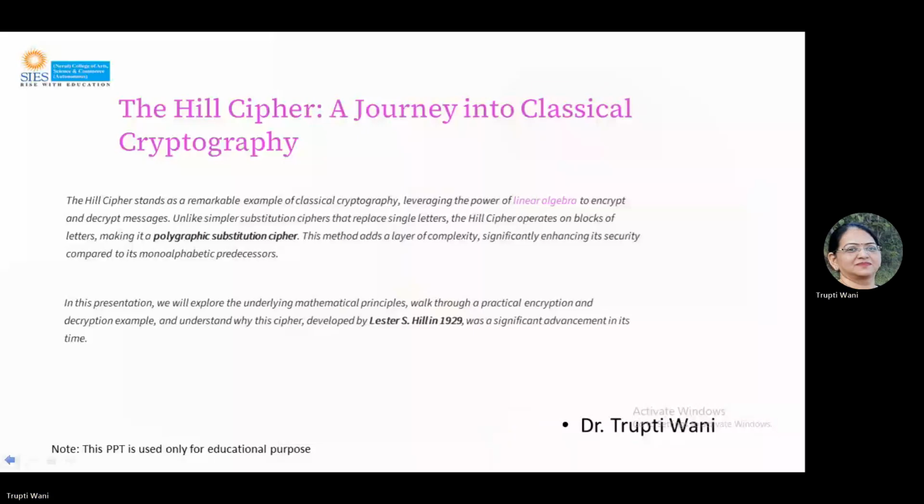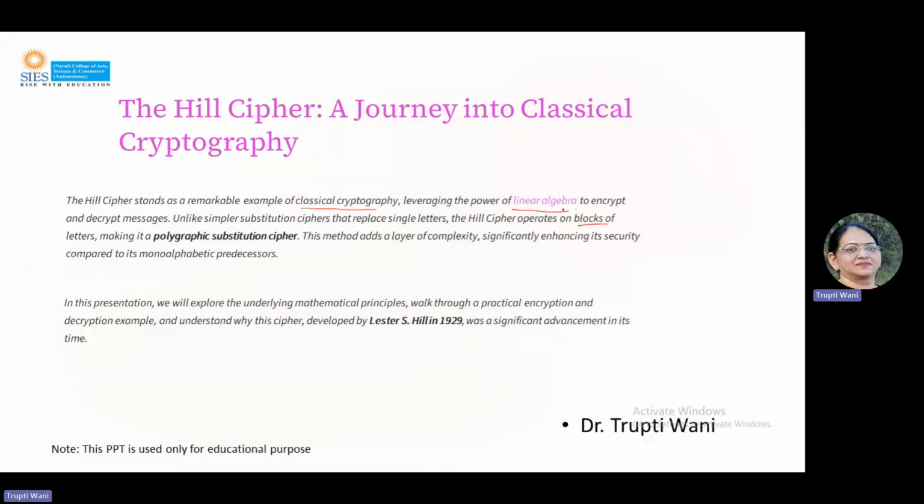Friends, today we will see Hill Cipher. Now, Hill Cipher is a classical cryptography method. It uses linear algebra to convert plain text into the ciphertext and ciphertext to plain text, that is encryption and decryption procedure. Now, this Hill Cipher converts blocks of letters at a time.